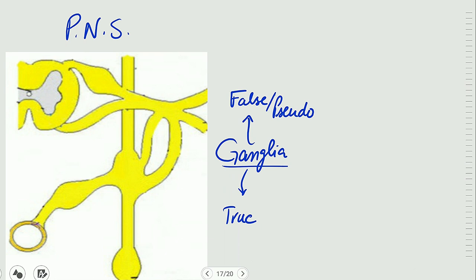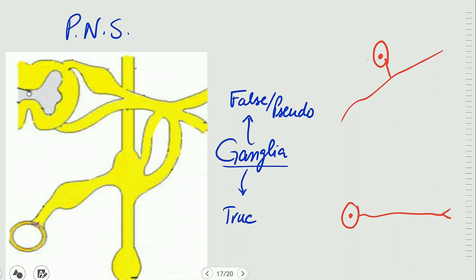Look at here, we have got a neuron which has got a cell body in the center with two processes. This kind of neuron is known as the pseudounipolar neuron. Another category of the neuron is like this: cell body at one pole and an axon on another pole.